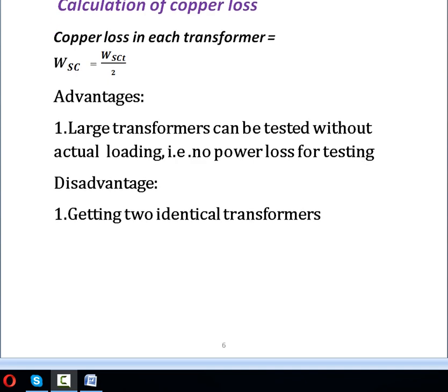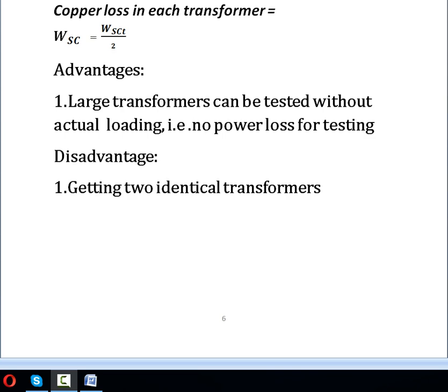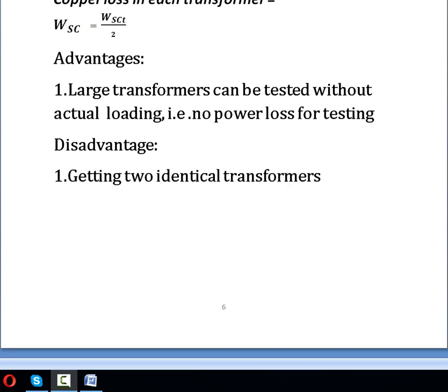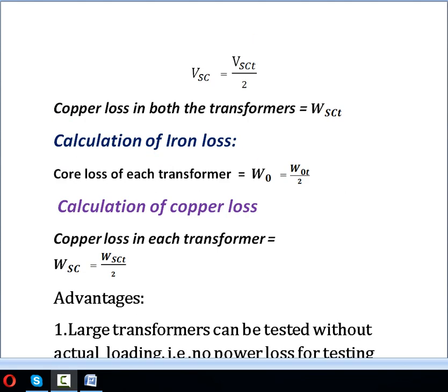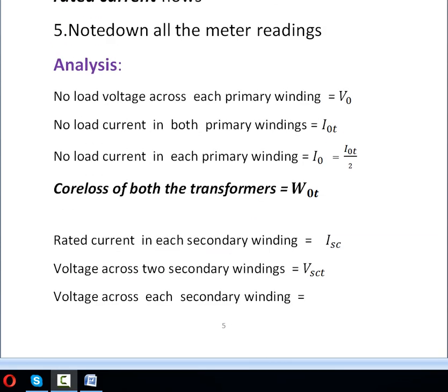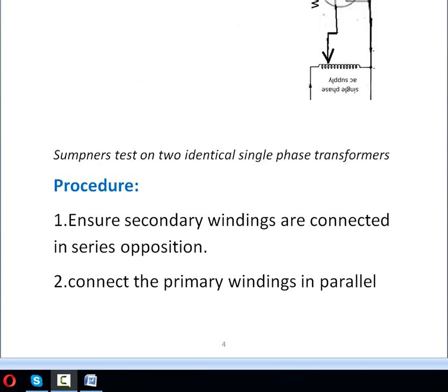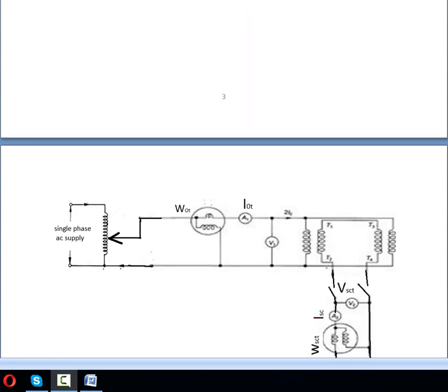Advantages. Large transformers can be tested without actual loading. Next, disadvantage. Getting the two identical transformers is difficult. So by connecting a thermometer here, we can also measure the temperature, and this test can be continued for longer duration.